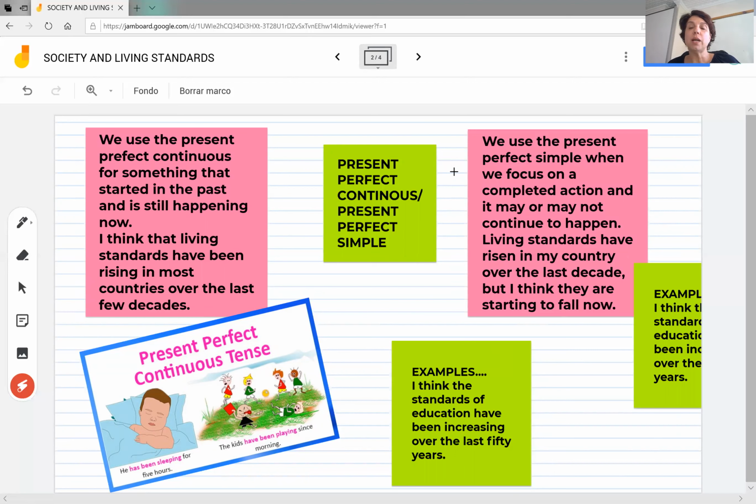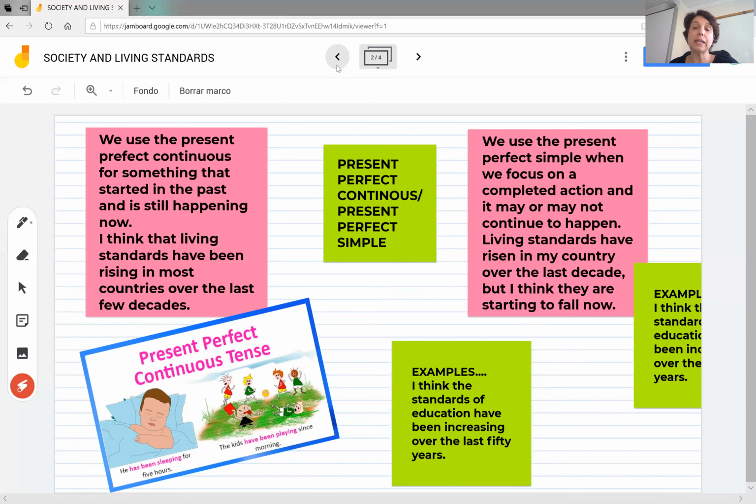If we look at the next one, the present perfect simple, we focus on a completed action. And it may still continue or it may not, but we don't know. So it says living standards have risen in my country over the last decade, but I think they are starting to fall now. So they're not still continuing. And then I have an example linked to the last board. I think the standards of education have been increasing over the last 50 years.